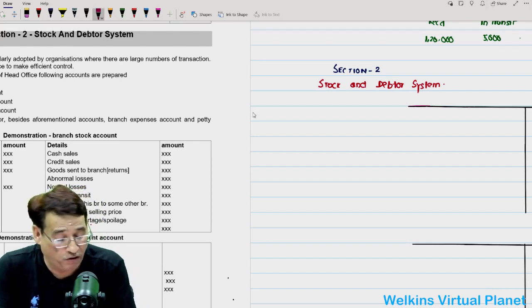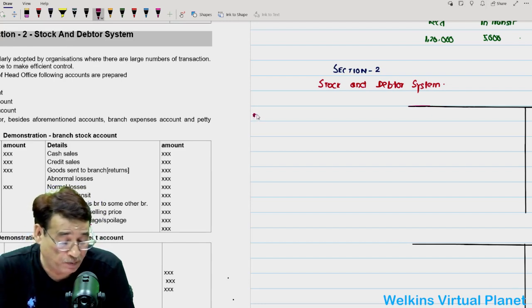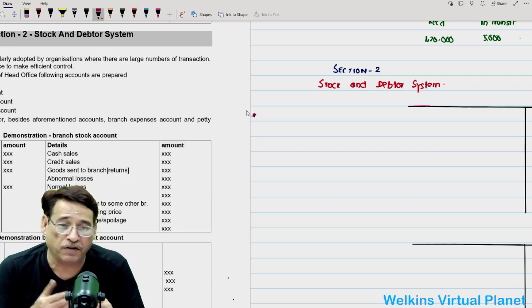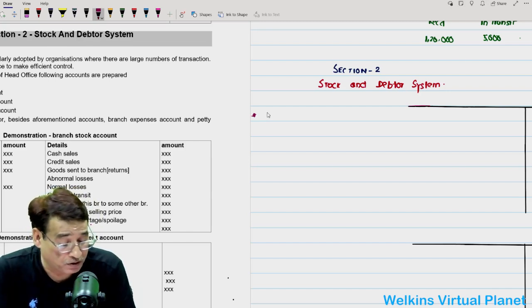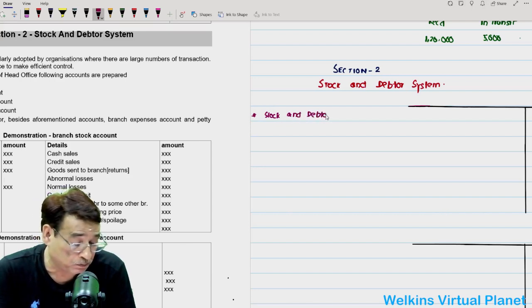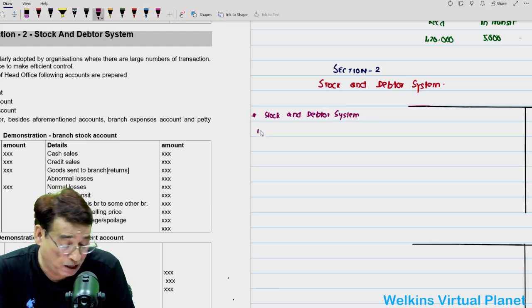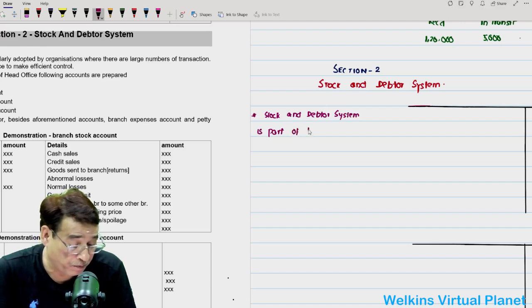So first of all, you write along with me and then we are going to talk about this particular system, correct? At least by now you are aware that the stock and debtors system relates to independent branches or dependent branches. Stock and debtors system is part of dependent branches.